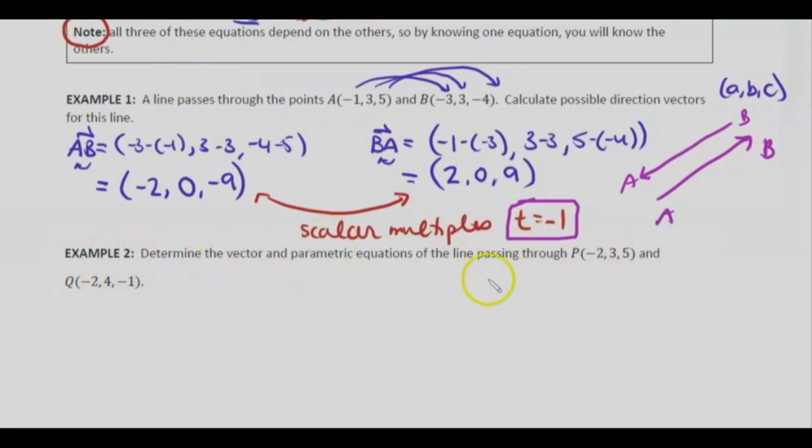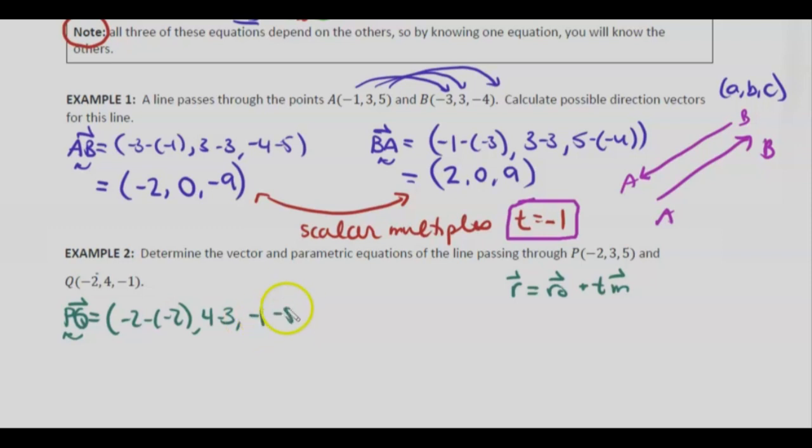So when we talk about the vector equation, if you remember, r equals vector r naught plus some parameter t times a direction vector. Okay, so we need a direction vector. Let's do PQ, which means Q minus P. -2 minus -2, comma, 4 minus 3, comma, -1 minus 5. So we have 0, comma, 1, comma, -6.